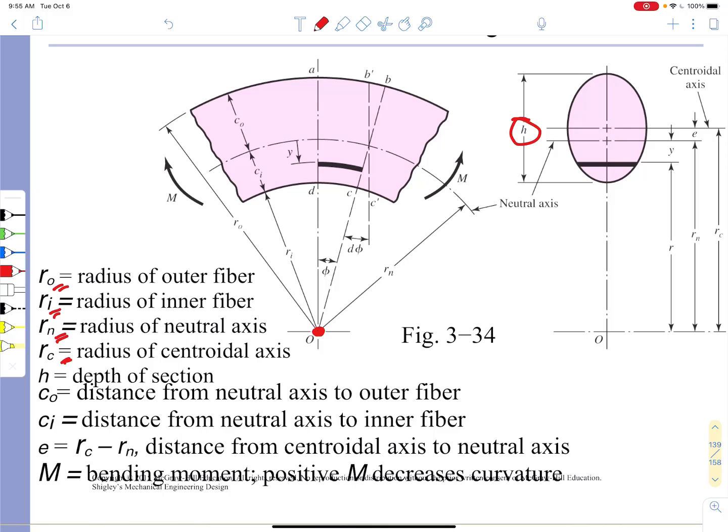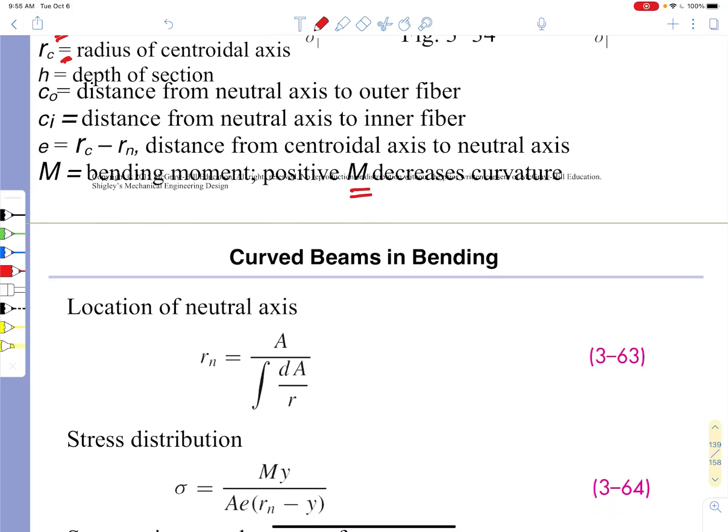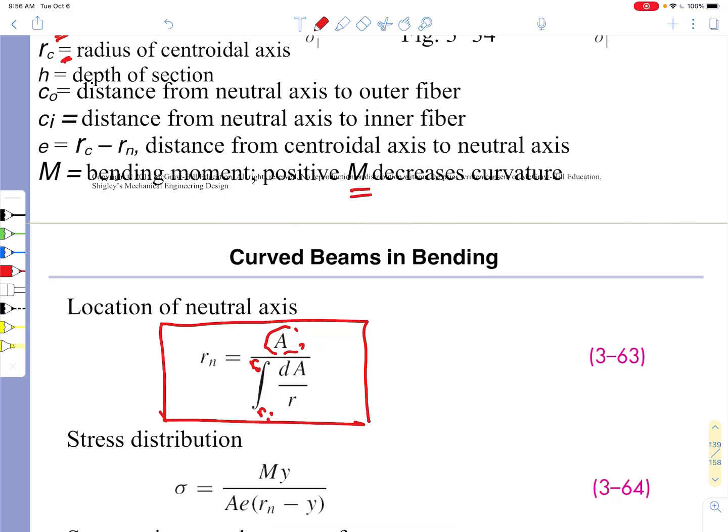Co is the distance from the neutral axis to the outer fiber. So if this is the neutral axis in here, Co comes to the outermost fibers, and Ci, inside, measures the distance from the neutral axis to the bottom fibers. M is a bending moment, and it is positive when it decreases the curvature of the beam. The neutral axis is identified and located using this formula right here, where we divide the cross-sectional area by the integral of 1 over r times dA, and we integrate that from the inner to the outer radius.